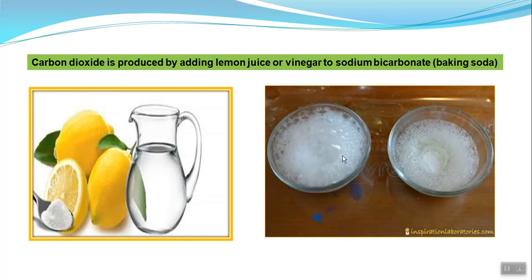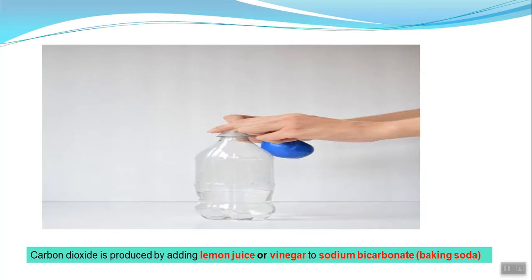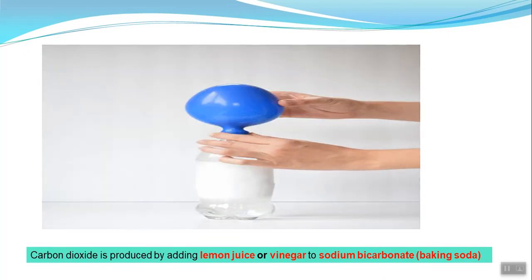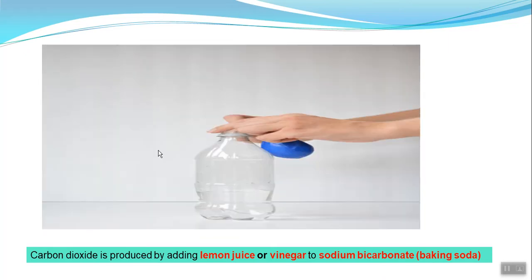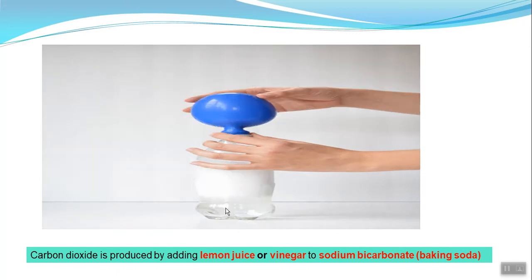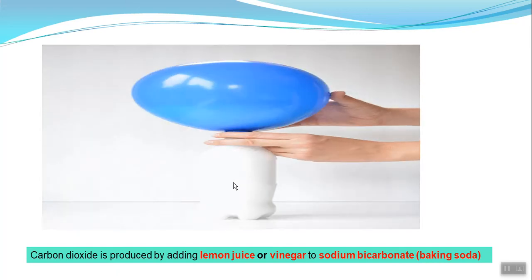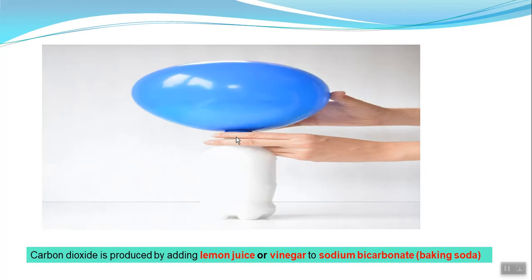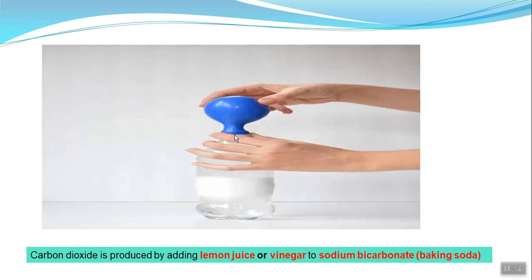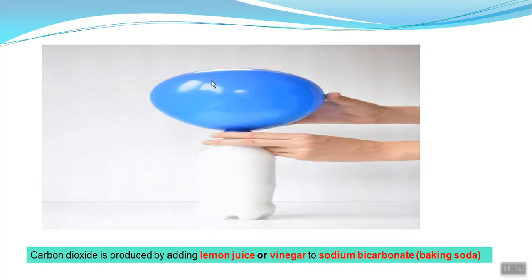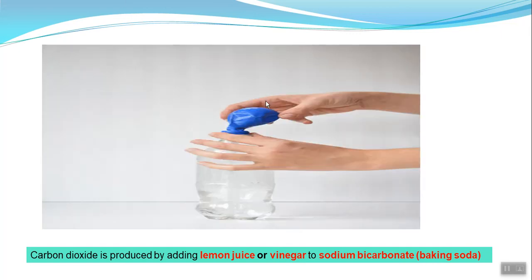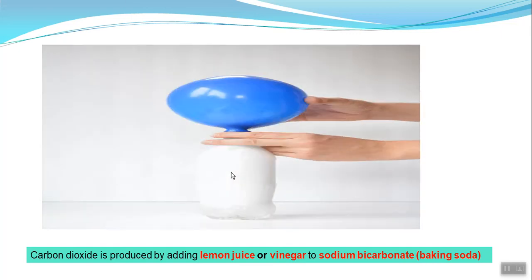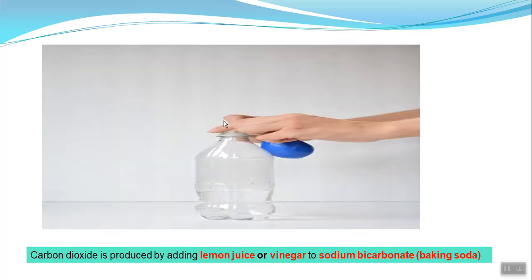I need you to remember one of the experiments we did in primary 4. I brought you the baking soda and the vinegar or the lemon and put a balloon. It was in the lesson of chemical and physical changes, and I told you a gas evolves which makes the balloon blow up. Why? Because carbon dioxide gas is produced.